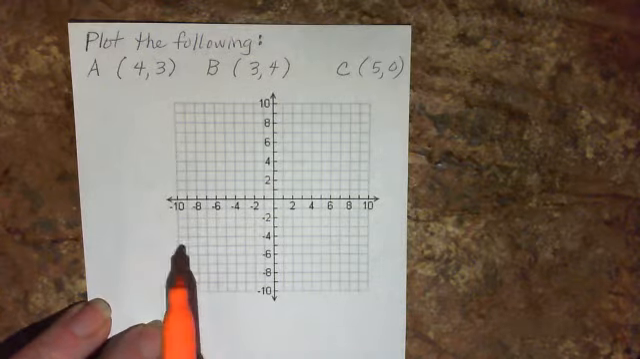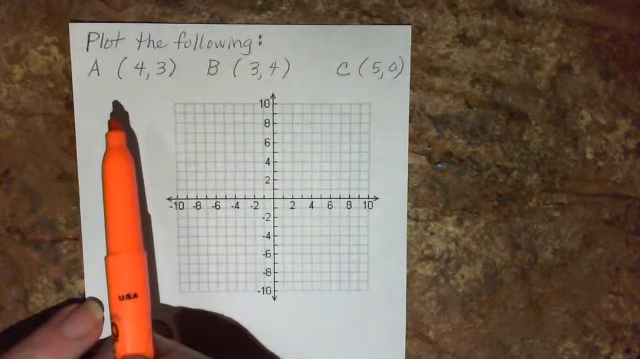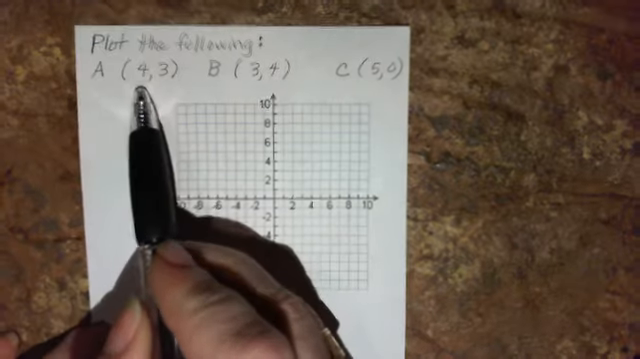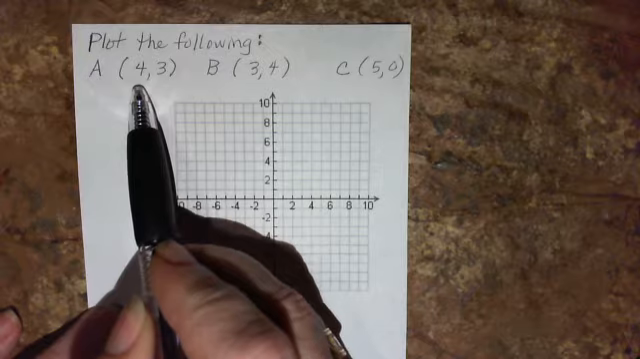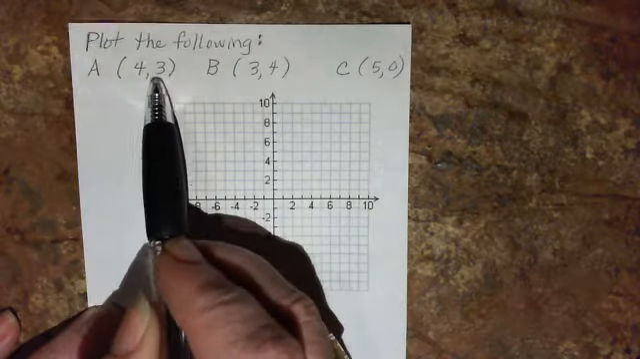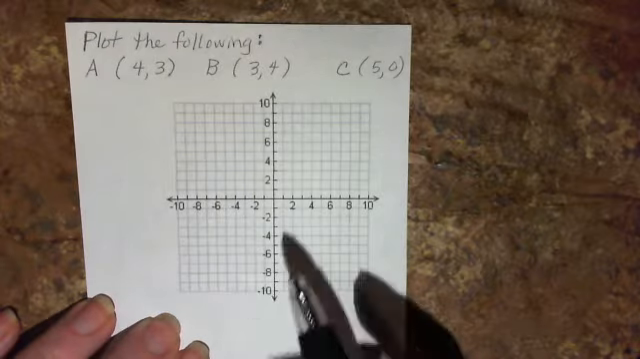Okay, let's do some examples of plot the following points. The directions here say plot the following, and we're given ordered pairs with letters, so it's easier really to mark our point and use a letter rather than the ordered pair. So we will do that.